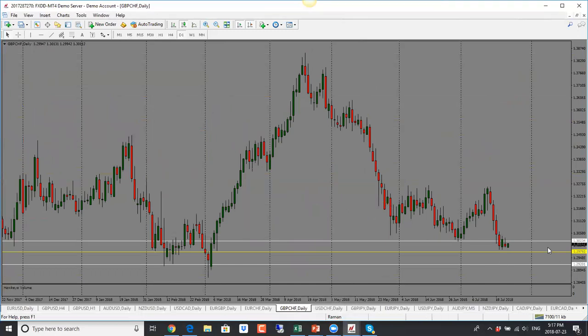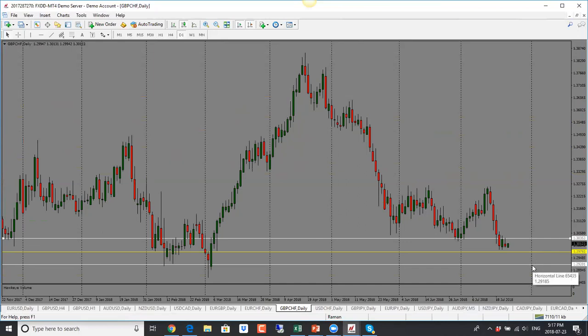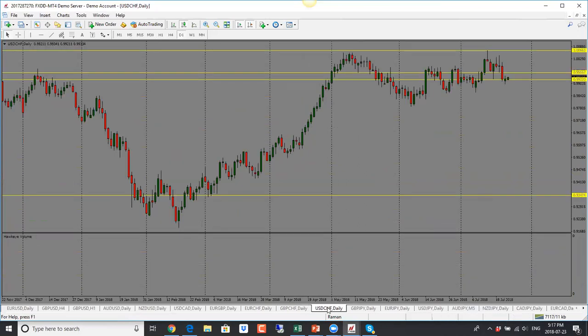Pound Swiss, that's a nice bearish pin bar here, looking for price to drop further. First target is 1.2980, and then below that 1.2920. So a bearish bias for Pound Swiss franc as well.